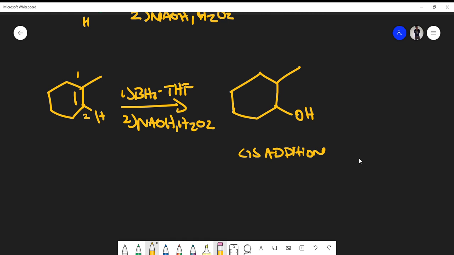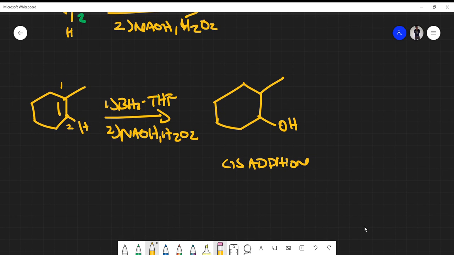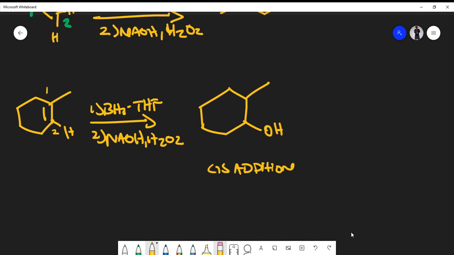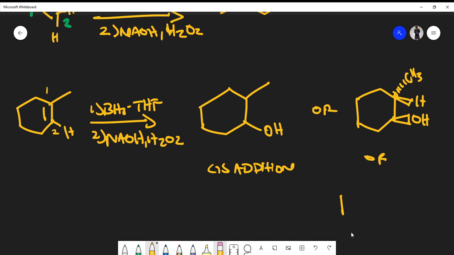Now, when we say cis addition, what we're really saying is that the hydrogen and the OH end up on the same side. So if we wanted to show stereochemistry, we could write this as the methyl group going down, but again, we added our hydrogen and our OH on the same side. Or you could also write this as the methyl group going up while both the hydrogen and the OH are going down. Again, the idea is that it consists of cis addition, so both the hydrogen and the OH are added on the same side. So that is the general gist of what we call hydroboration.